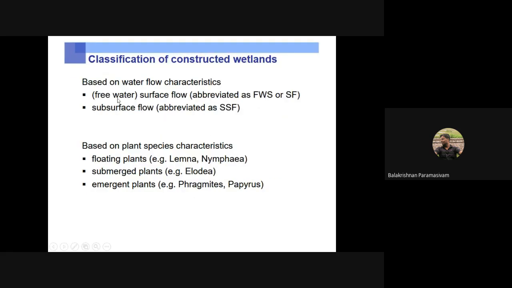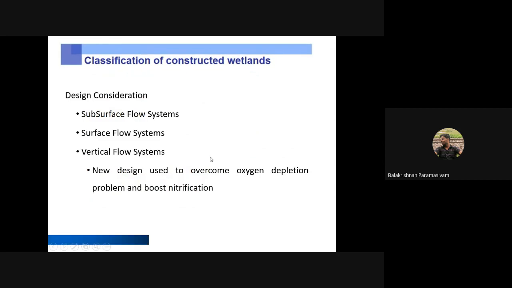So classification is surface water flow, free water, and subsurface. That means in surface flow the water flows over the surface, or water will flow in the subsurface system. Based on the plant species, floating plants can be put: floating plants, submerged plants, emergent plants. These are some examples. No need to go deep on that. So subsurface, surface, vertical flow.